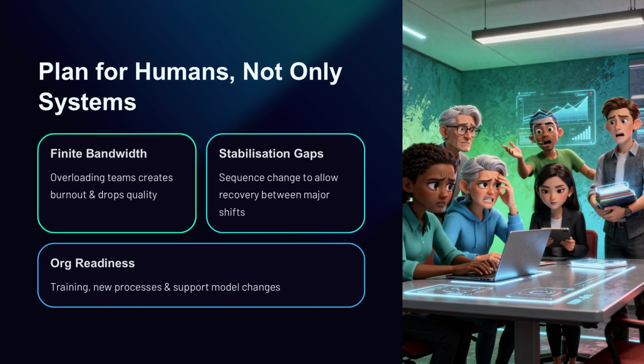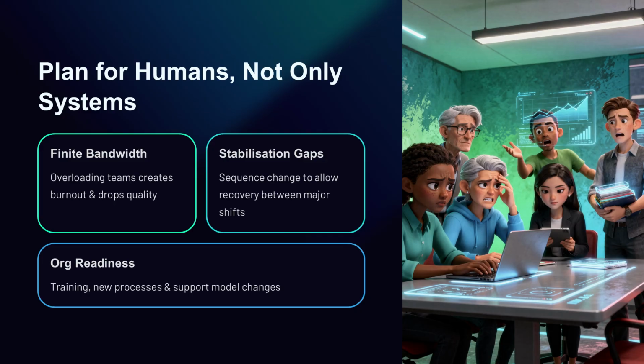With dependencies managed, you must plan for human capacity because transformation is limited by people, not just by technology. Teams have finite bandwidth, and the organization has limited appetite for constant disruption. If you overload the organization, you create burnout and resistance, and migration quality drops. Phase F helps you create an executable plan by respecting capacity limits and by sequencing change in a way that allows stabilization between major shifts.